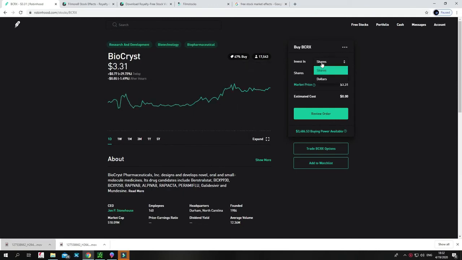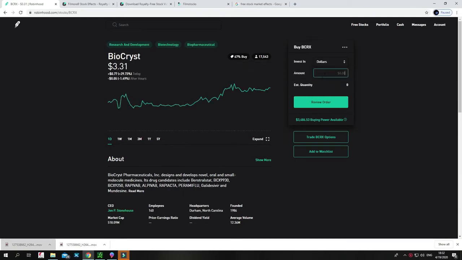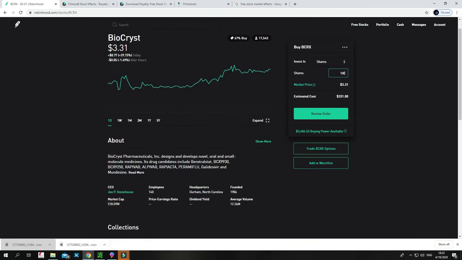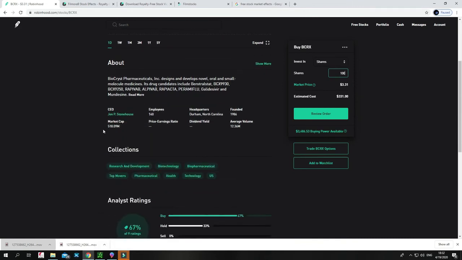Same thing, you could click on shares or dollars. Dollars will be your fractional. So if you only have $100, you can only buy 30 and a quarter shares. If you want to do shares, you just put it in. I want 100 shares, and you'd pay $331. Let's see what's next. Read about them.